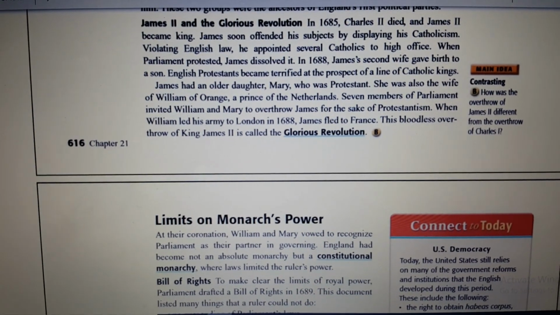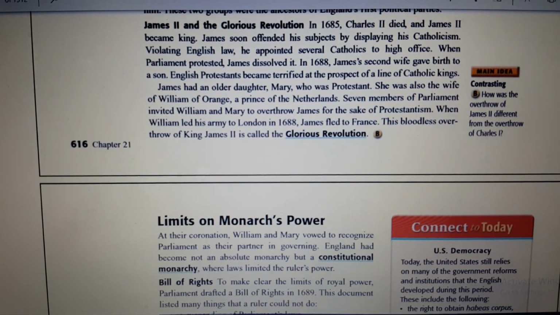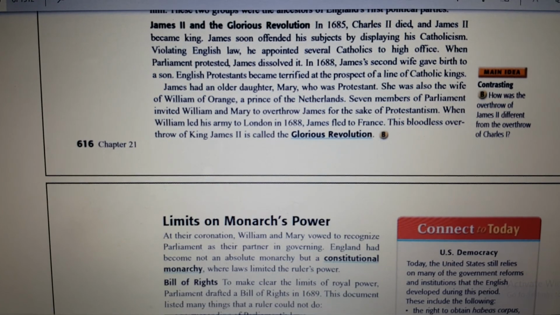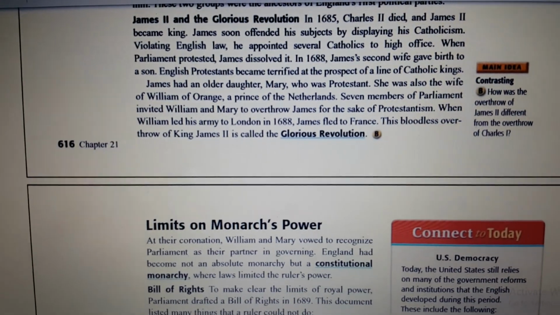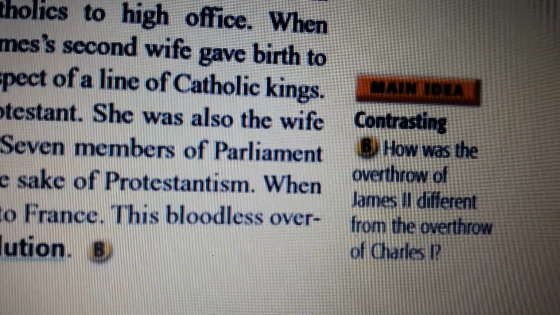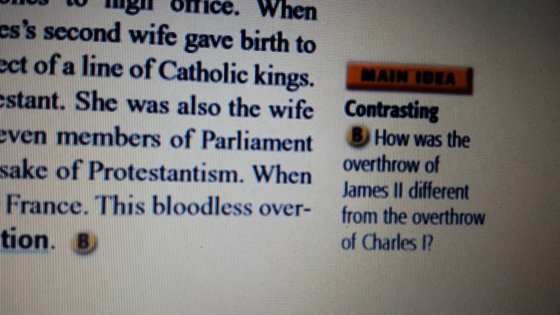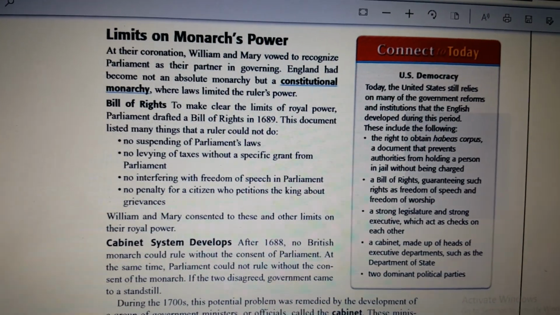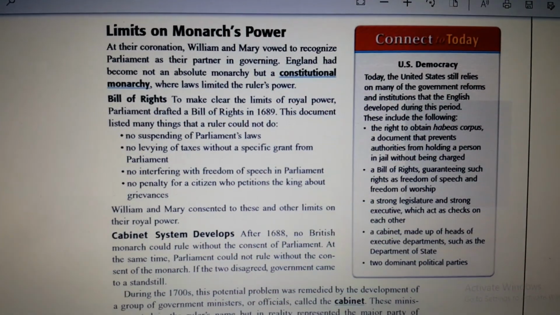When William led his army to London in 1688, James fled to France. This bloodless overthrow of King James II is called the Glorious Revolution. Main idea, contrasting: how was the overthrow of James II different from the overthrow of Charles I? Page 617. Limits on monarchs' power.